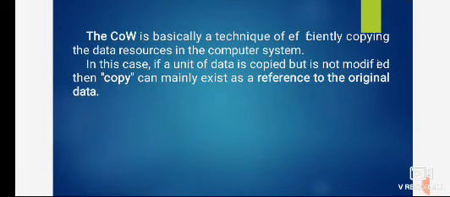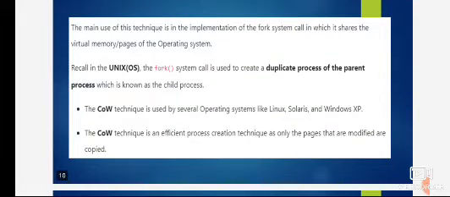Copy on write is basically a technique of efficiently copying a data resource in a computer system. In this case, if a unit of data is copied but is not modified, then the copy can exist as a reference to the original data. The main use of this technique is in the implementation of the fork system call, in which it shares the virtual memory pages of the operating system.